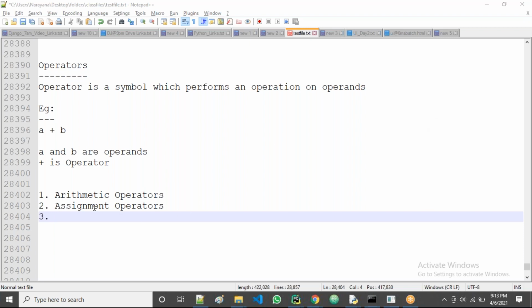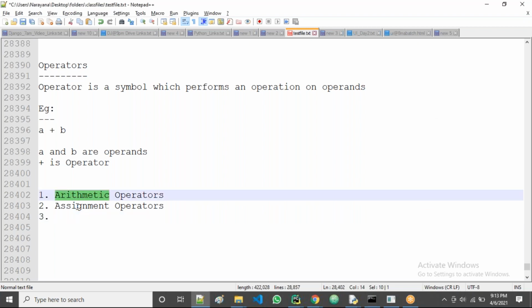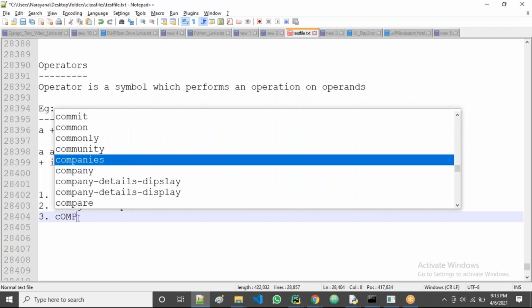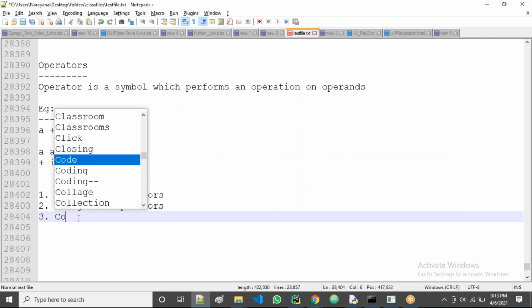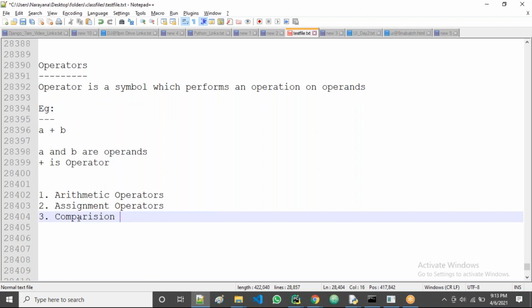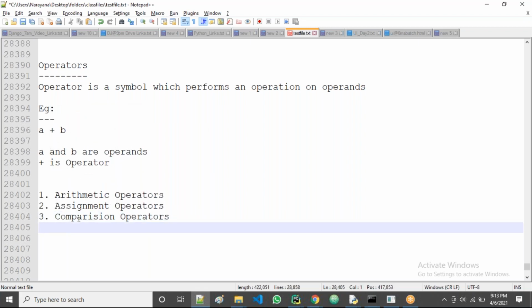The third one is, first arithmetic, then assignment. The third one is comparison operators, guys. Comparison operators.